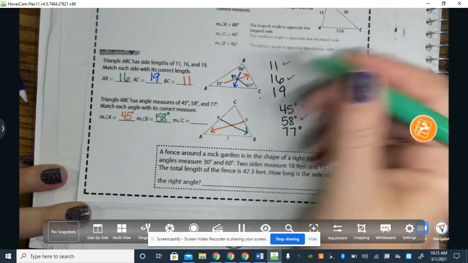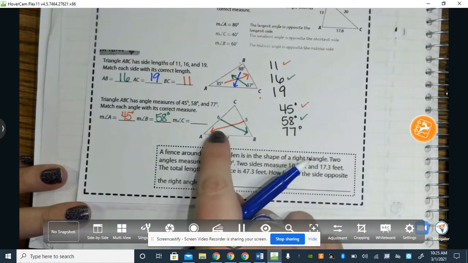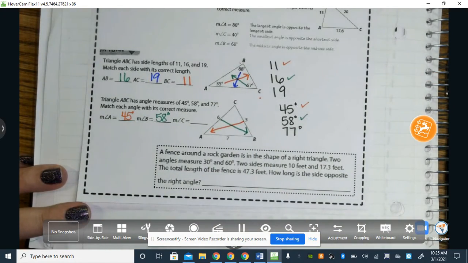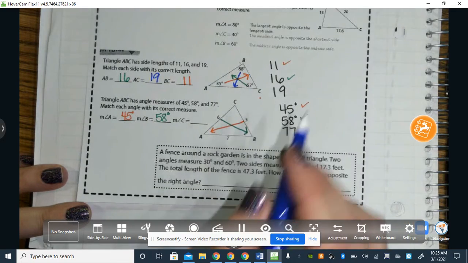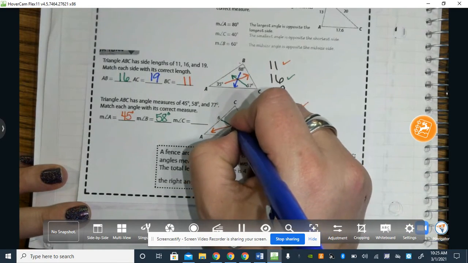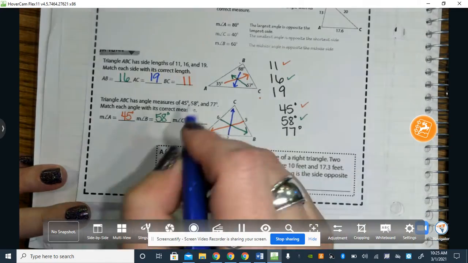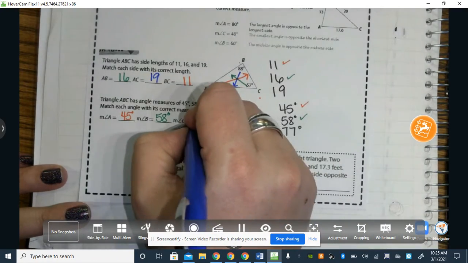All right. So the last one I have is 77 degrees, which I only have one more angle left, making that angle C, and 7's the longest side. So the largest angle would be C, which is 77 degrees.